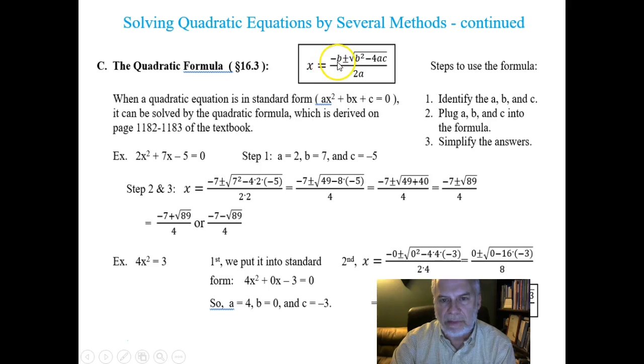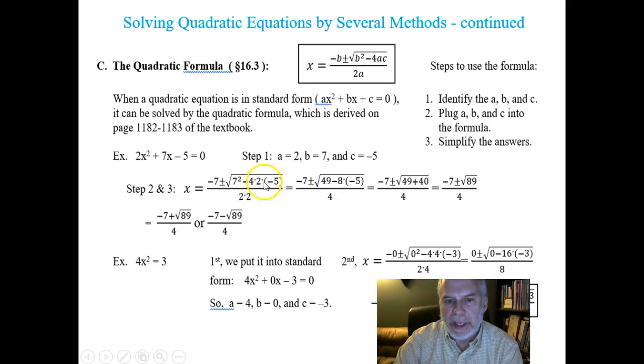So I've got -b. So b is 7, so it'd be -7 plus or minus the square root of 7 squared minus 4 times a, but a is 2, so 4 times 2 times c, which is -5. So I put everything in the top, and then I just go 2 times a, or 2 times 2 on the bottom. Of course, 2 times 2 is 4, so the bottom is 4. That's easy. On the top, you've got to do 7 squared first. You always do exponents first. So 7 squared is 49.